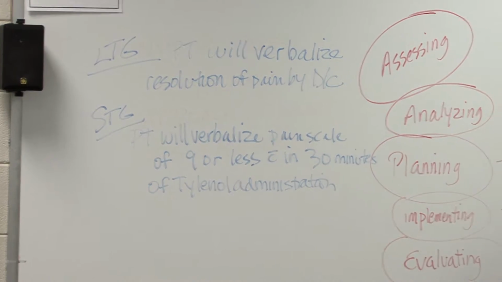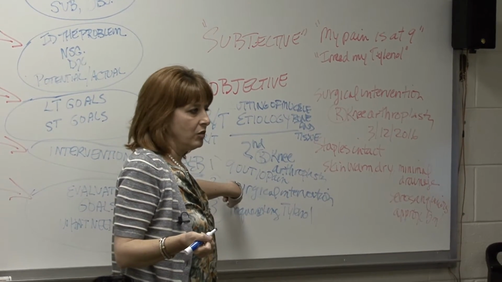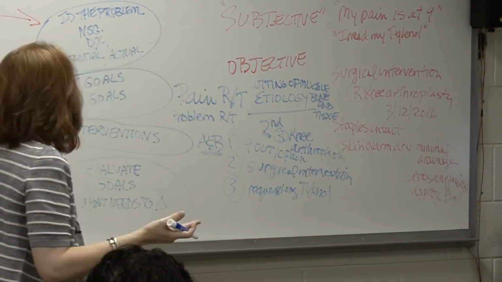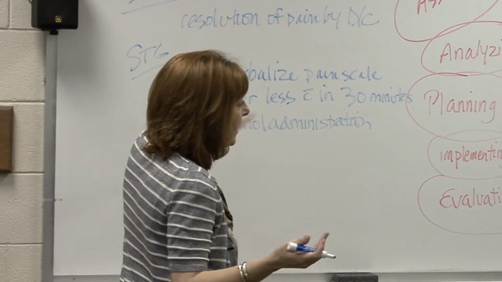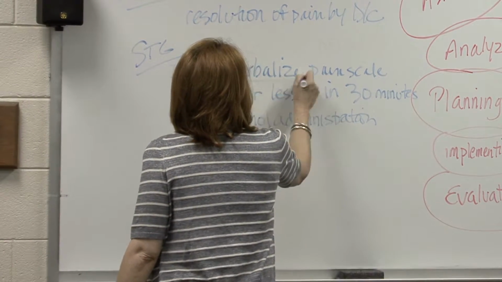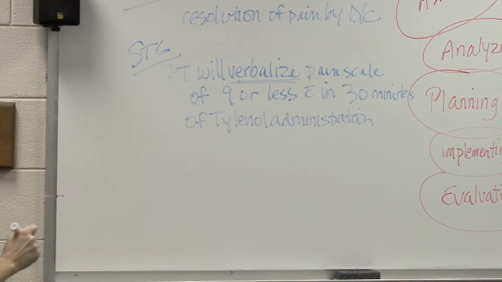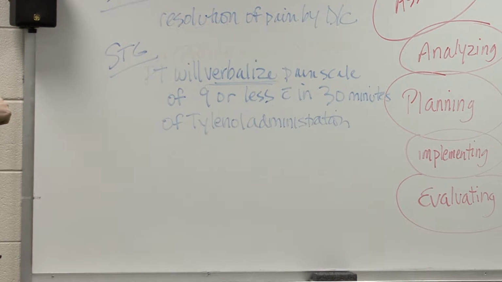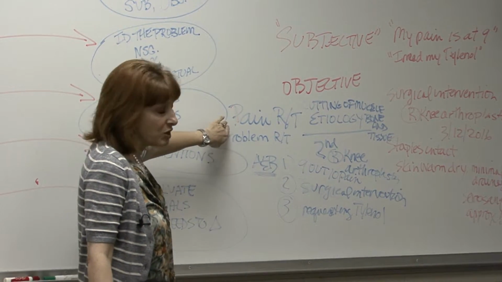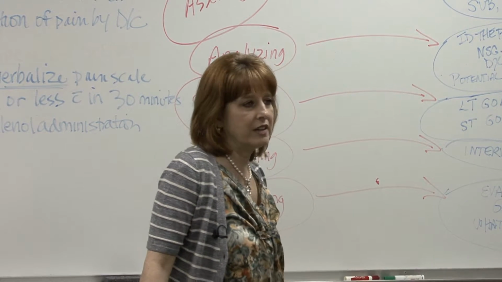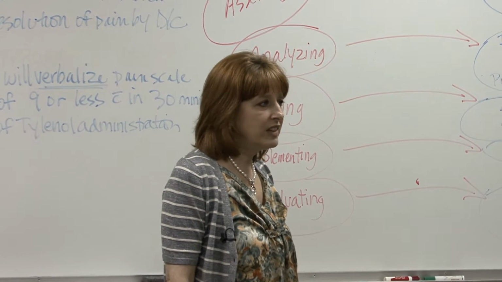So I kind of took care of everything. There's not a whole lot we can do with this one right here. I'm just telling you that that was part of the reason that the patient was in pain was the surgical intervention. Okay? But this one here takes into account, number one, the 9 out of 10 of pain and the Tylenol. And here, there's your action word, verbalize. Okay? So there's long-term goals and there's short-term goals. Your long-term goal is simply the positive restatement of the nursing problem or the patient's problem. Your short-term goals are simply the positive restatement of your evidence. Does that make sense? Is that relatively clear?